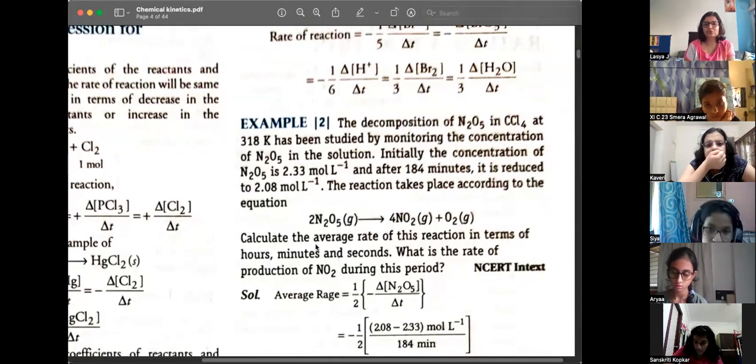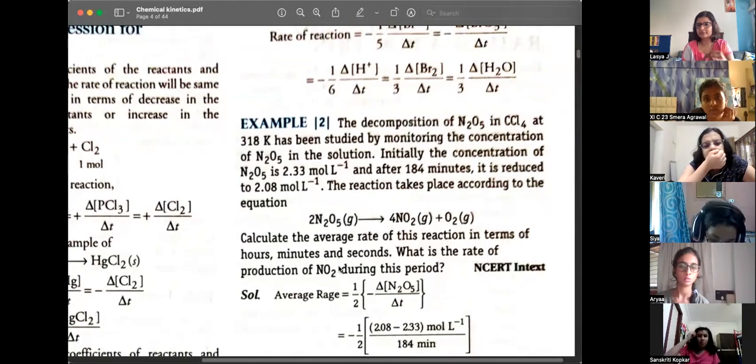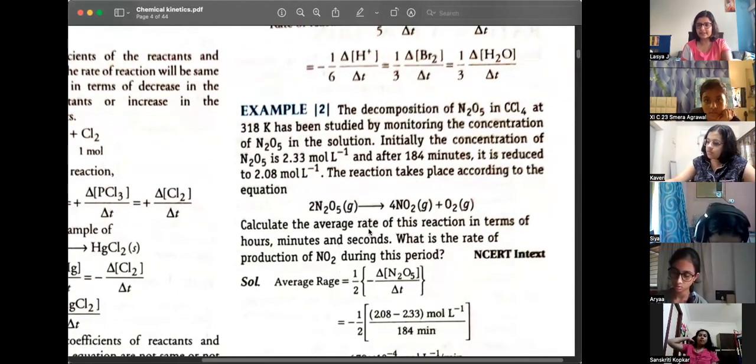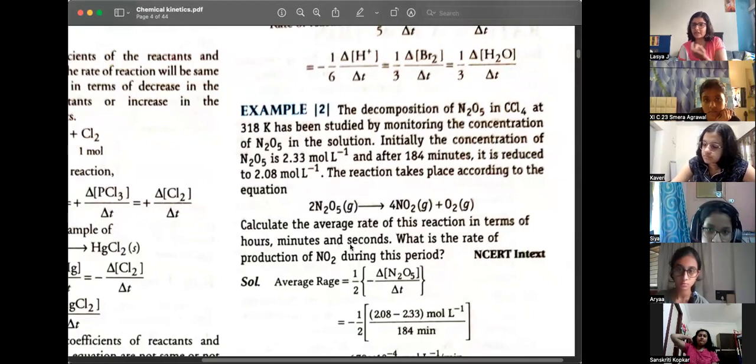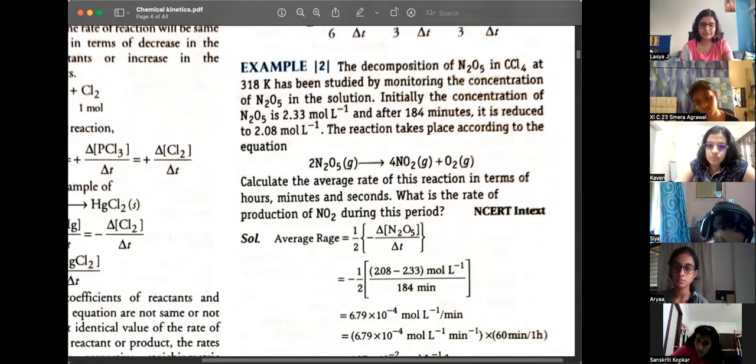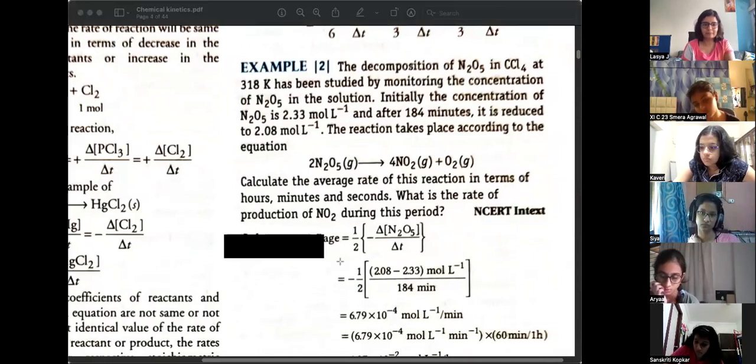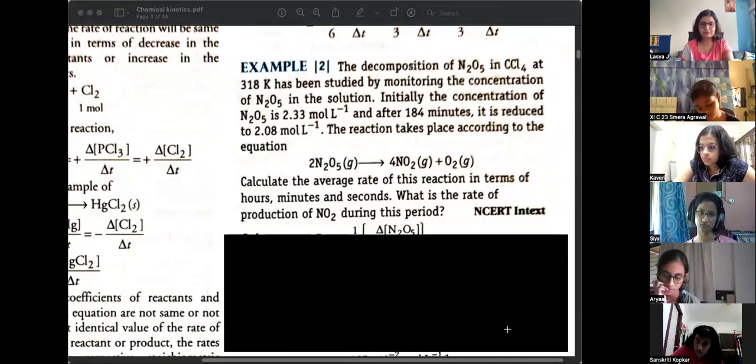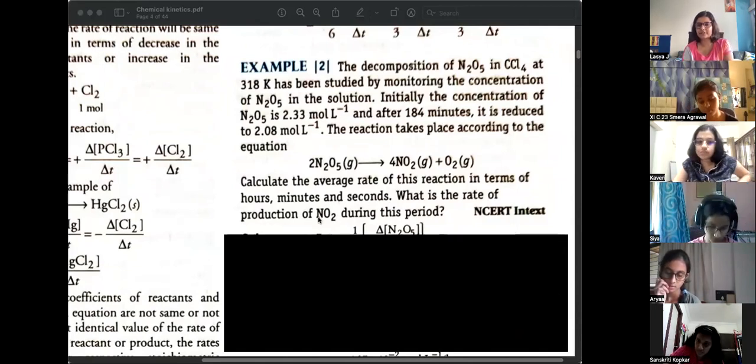You don't need to do it in hours, minutes, seconds. Just do it in minutes for now, so that you get the hang of this. For hours and seconds, you just have to convert the time. You can do that easily. Let me cover up the answer here. So do the first part first. Calculate the average rate of the reaction during this time.